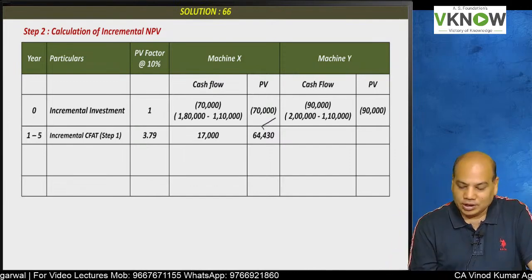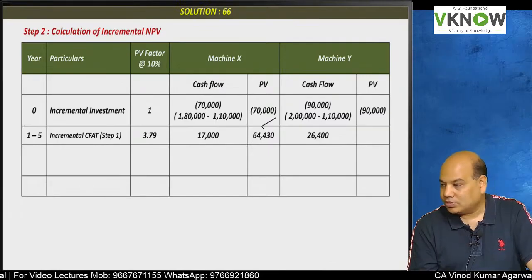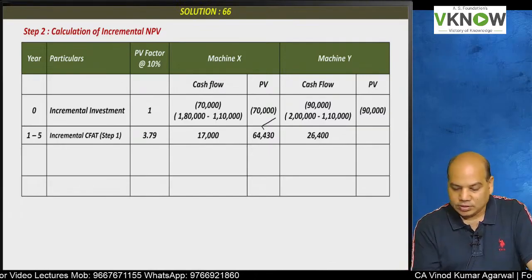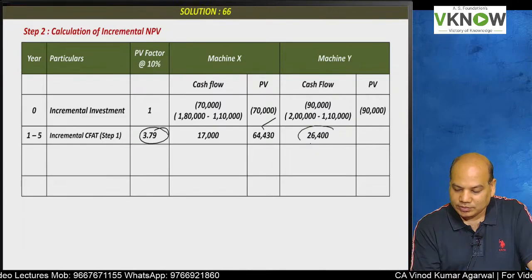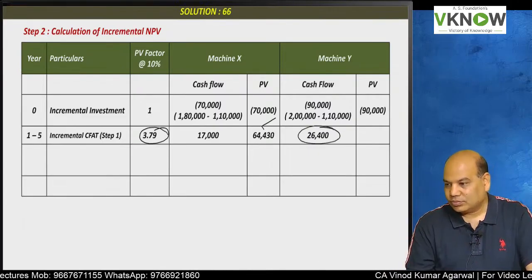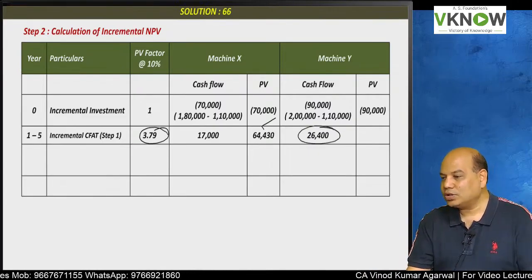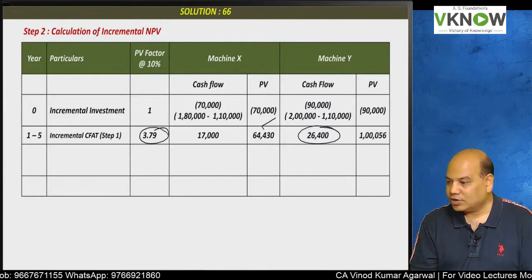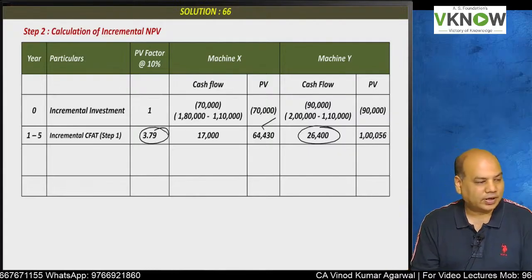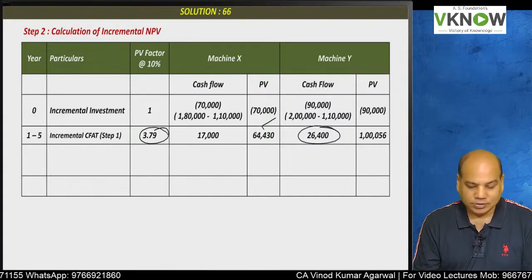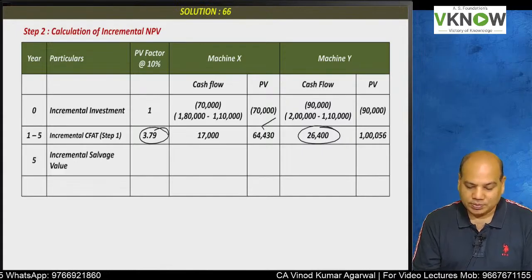Okay. And if you substitute by machine Y, 26,400, please multiply and check. 3.79 into 26,400. Question has been asked in CA final exam November 99, the same exam in which I had appeared.